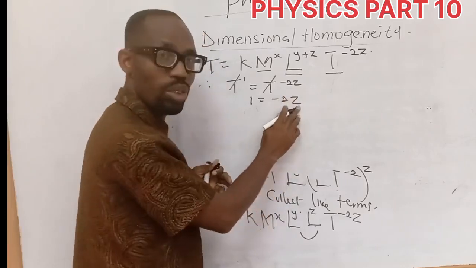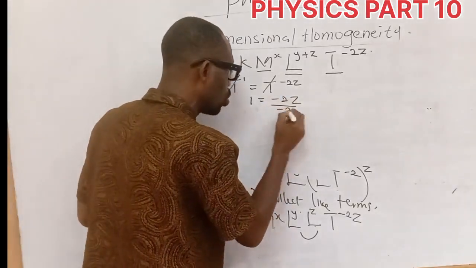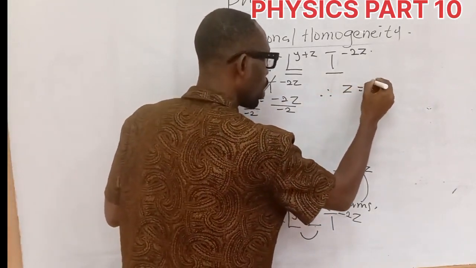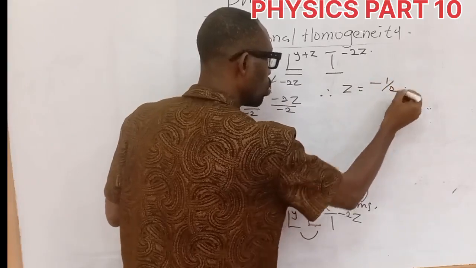Make Z the subject of the formula by dividing by minus 2. What do you have now? Therefore, Z is equal to what? Minus 1 over 2. Keep it.